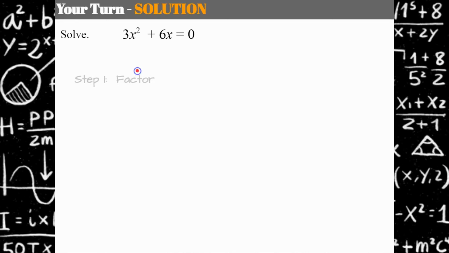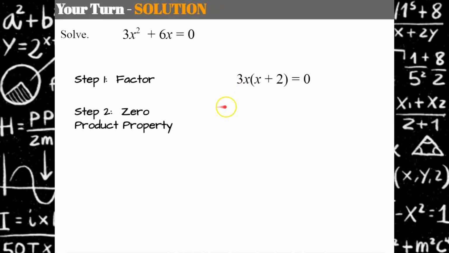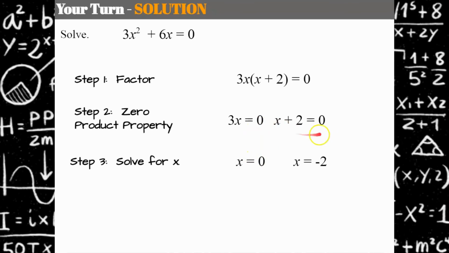So step 1, to factor, I'm going to look for a greatest common factor. They both have a greatest common factor of 3x, giving me 3x times x plus 2. Remembering that this 3x is also one of the factors. So when I use the zero product property, I have to say 3x is equal to 0 and x plus 2 is equal to 0. Then I solve for x, divide both sides by 3, and x equals 0. Subtract 2 from both sides, and x equals negative 2.